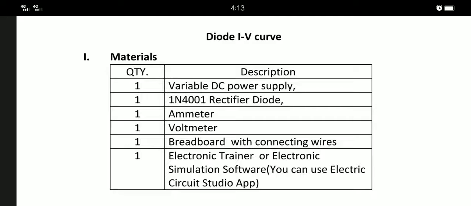So to start, presented are the materials needed and their corresponding quantities which will be used during the simulation. This laboratory activity is entitled Diode I-V Curve. From here we are given an illustration of the circuit to be simulated.